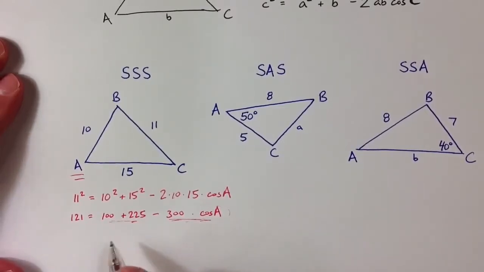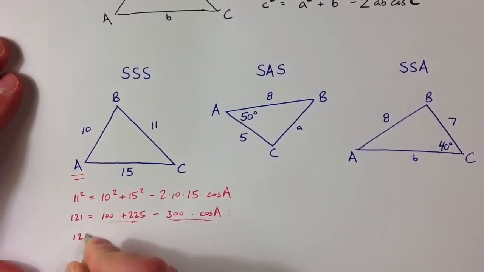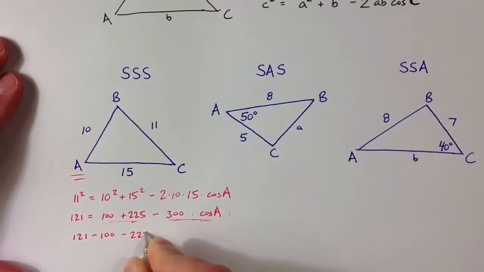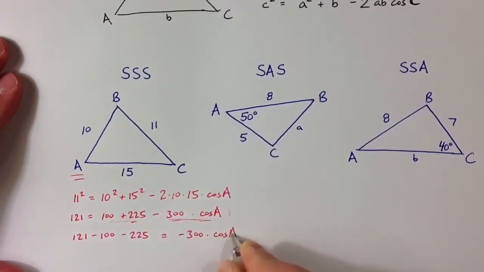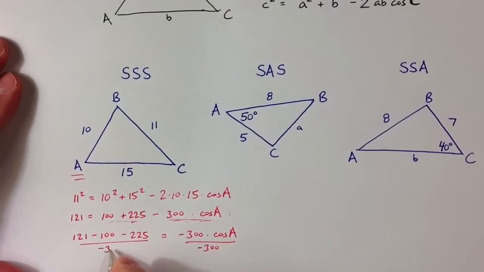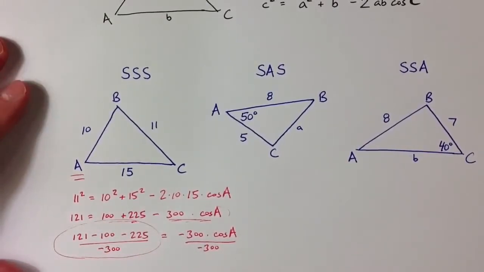And so I can combine those terms and move them to the other side. Essentially, I can subtract them both to get them to the other side: 121 minus 100 minus 225. That leaves behind a negative 300 times cosine of A. And so if I divide both sides by negative 300, this calculation is going to give me the cosine ratio.